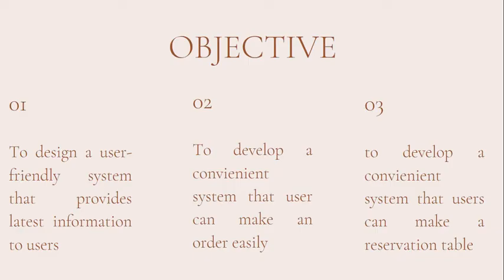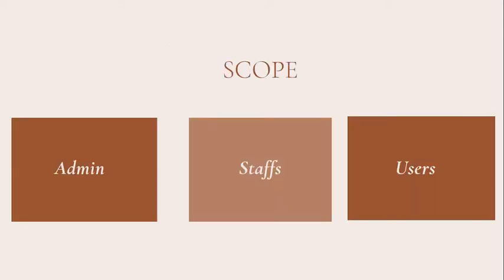To overcome the problem statements, objectives have been made. The first one is to design a user-friendly system that provides the latest information to users. The second is to develop a convenient system that users can use to make an order easily, and lastly, to develop a convenient system that users can use to reserve a table.